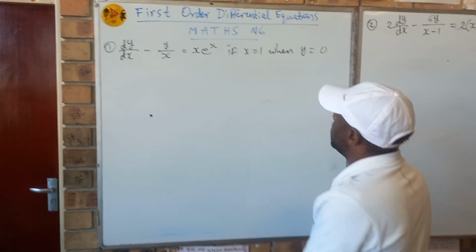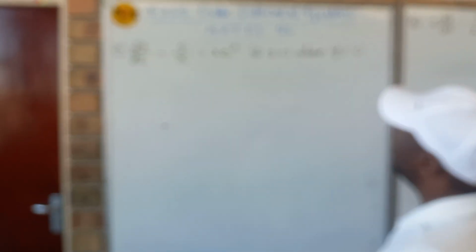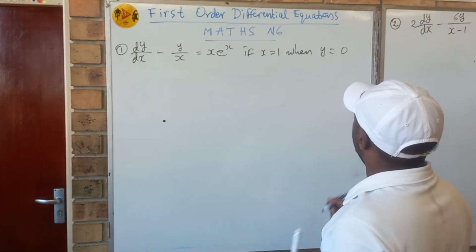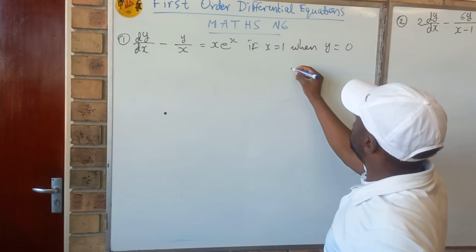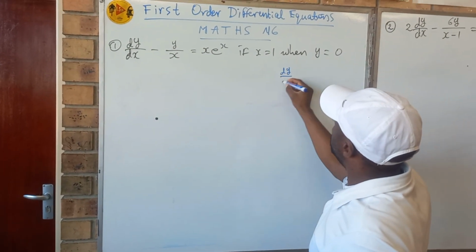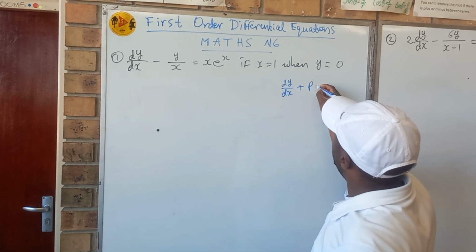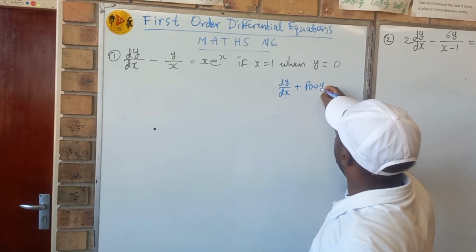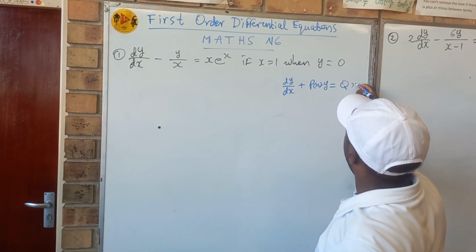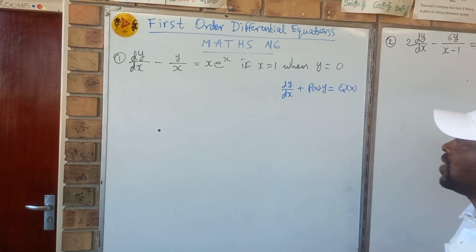Okay guys, we are looking at more differential equations, first order differential equations from Math 6. So the starting point is always to write your differential equation in this format, which is a formula on page 7 of your formula sheet. So that will be our starting point.